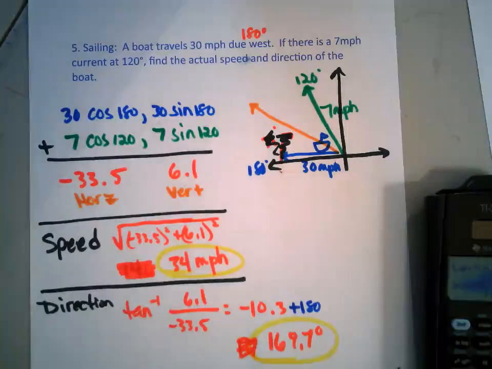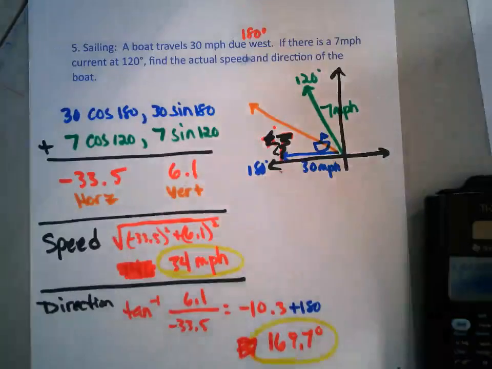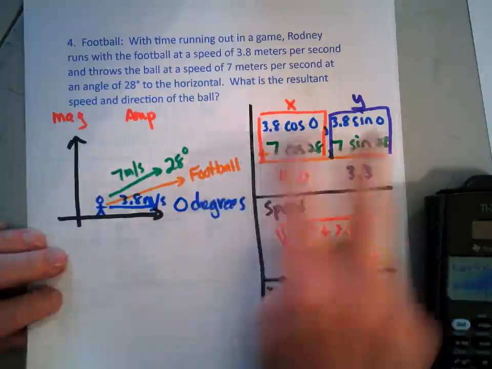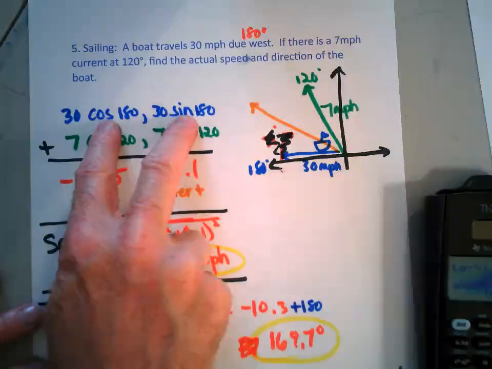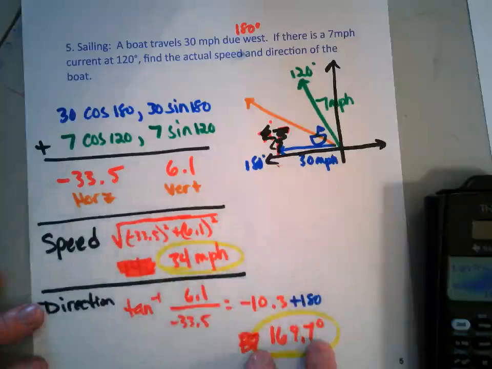Okay, so that's a typical problem. Two vectors where they give you two vectors, and you have to calculate the speed and calculate the direction.